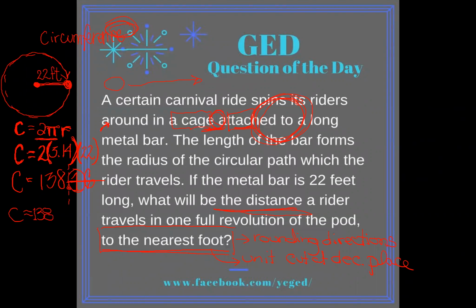138 what? Well, I was traveling on this bar that was 22 feet long, so this is going to be 138 feet. If I started in feet, I'm still in feet unless I do some work to convert it. Okay, so the approximate distance a rider is going to travel in this case would be 138 feet.